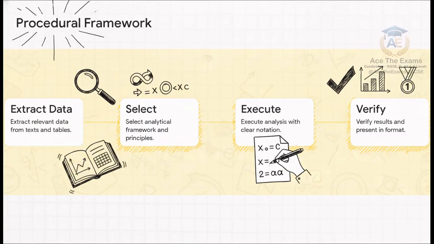Step 1. Extract the relevant data from the texts, graphs, or tables. Step 2. Select the correct analytical framework, meaning pick the right principles and equations based on whether you're dealing with scalars or vectors. Step 3. Execute the analysis with perfectly clear notation. And finally, Step 4. Verify your results and present them in the appropriate format with the correct terminology. This standardized sequence, it's exactly what high-scoring candidates do automatically.